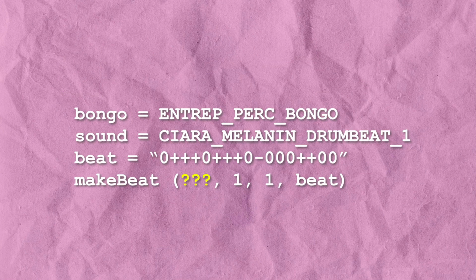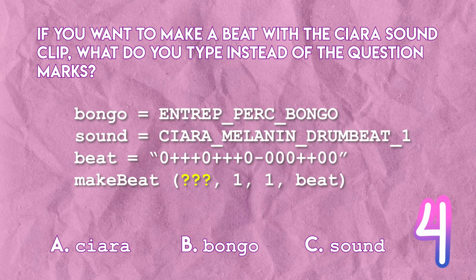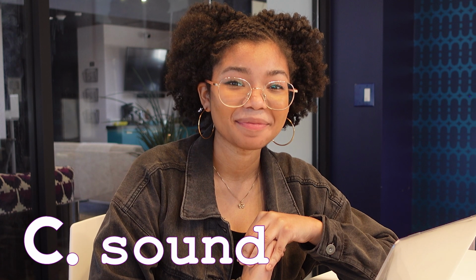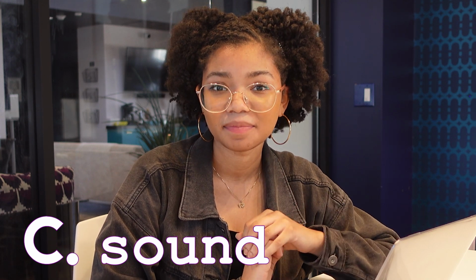Take a look at this code. If you wanna make a beat with the Sierra sound clip, what do you type instead of the question marks? Is it A, Sierra, B, bongo, or C, sound? 5, 4, 3, 2, 1. Time's up. It's C, sound. Sound is a variable that points to the Sierra sound clip. Moving on. Challenge question number 2.